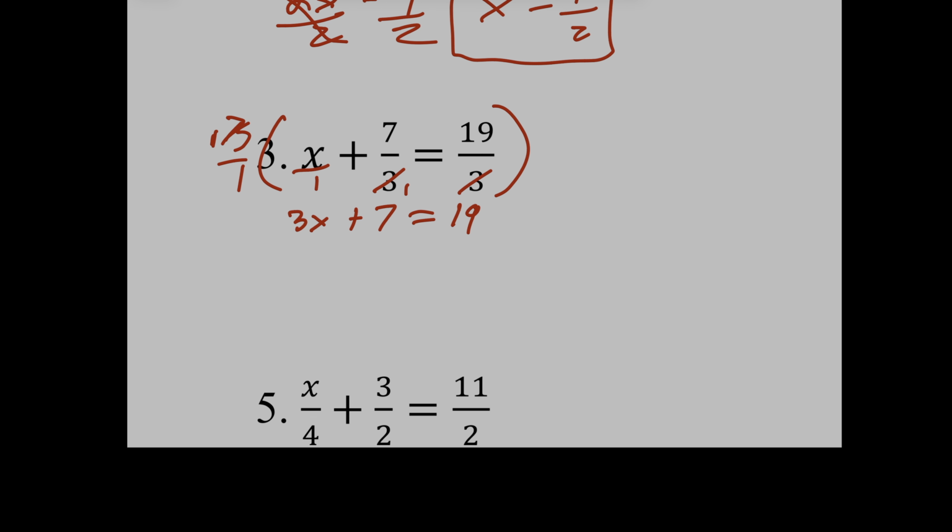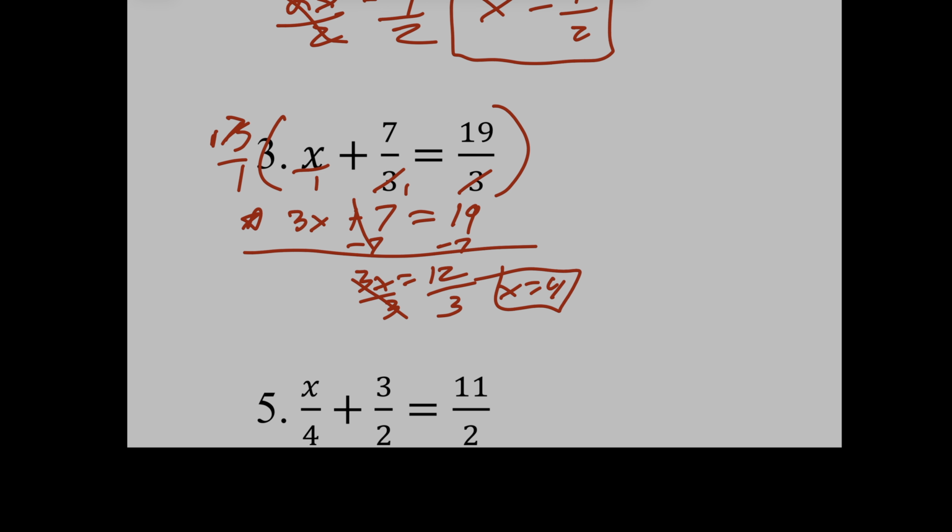Now you guys probably feel a lot more comfortable solving this one than the other one, right? Subtract 7 from both sides, and I'm going to get 3x equals 12. Divide each side by 3, and I get a nice, easy x equals 4. Okay? Let's go on to number 4.